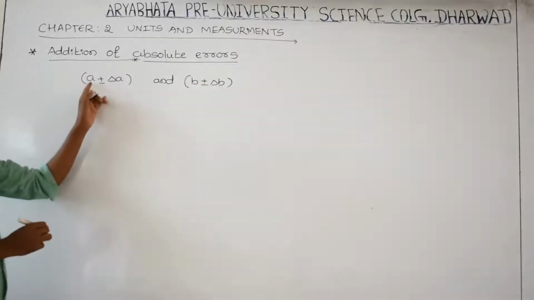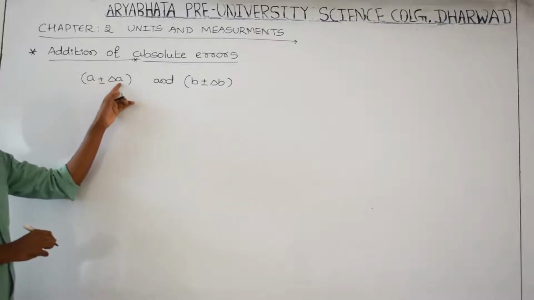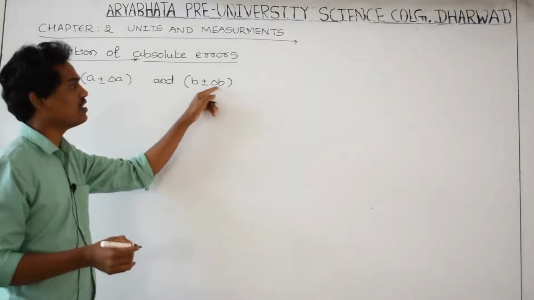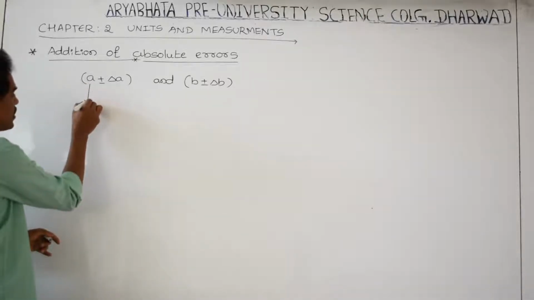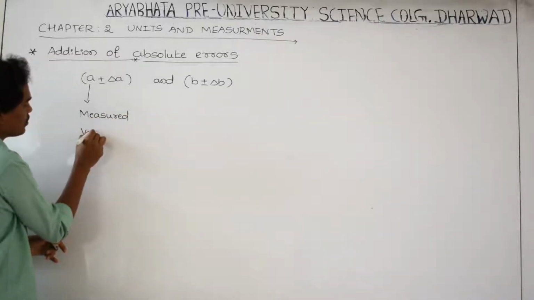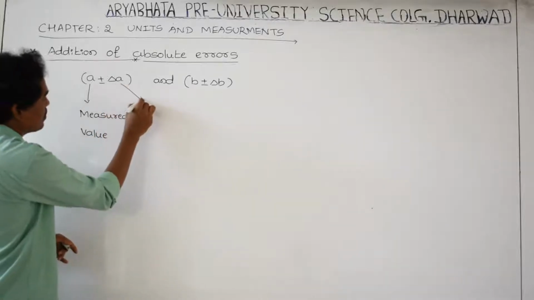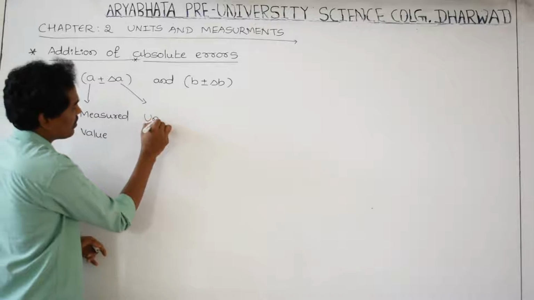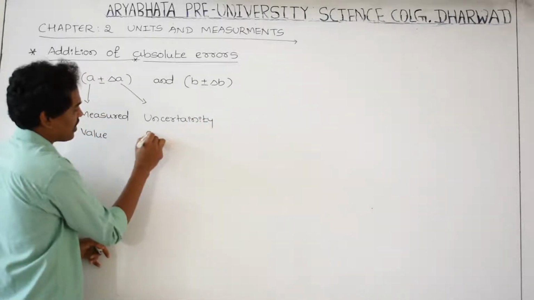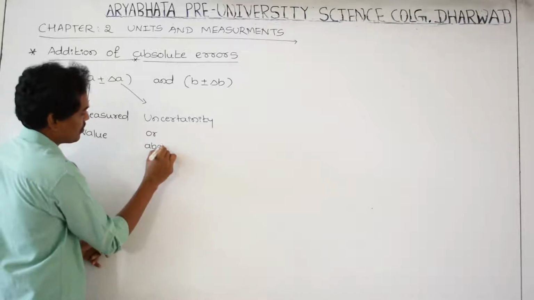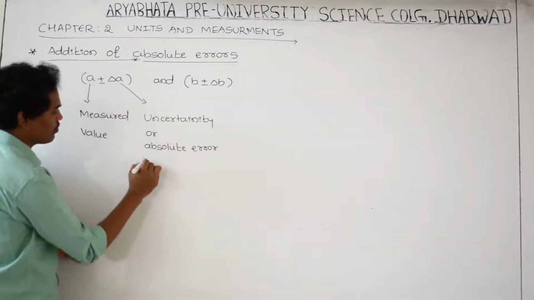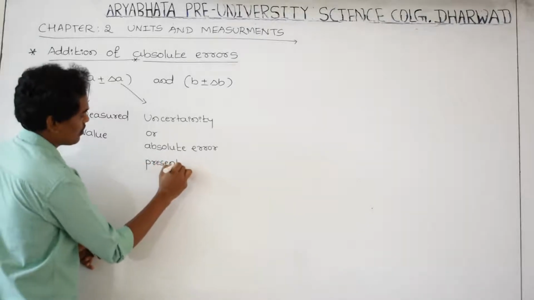What are these? This is a measured value, and delta A is the error present in this measured value. This is a measured value and the error in this measured value. This is the measured quantity, this is the measured value, and what is this one? This is the uncertainty or error, the absolute error present in this measured value.